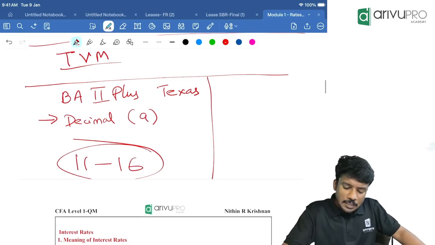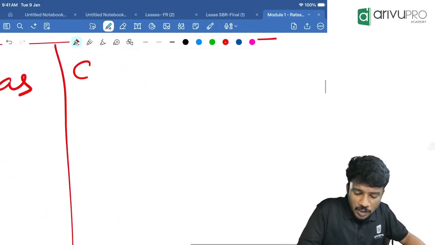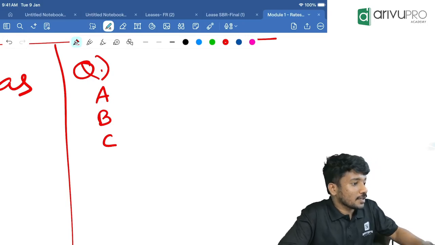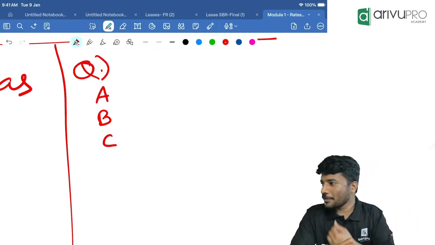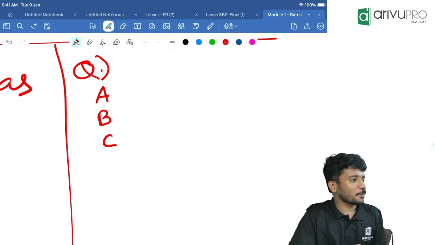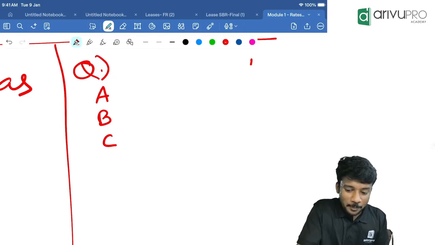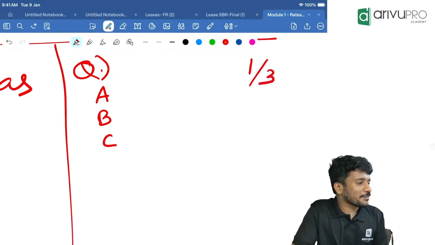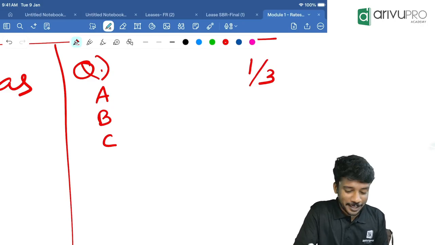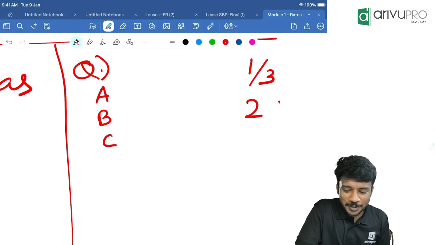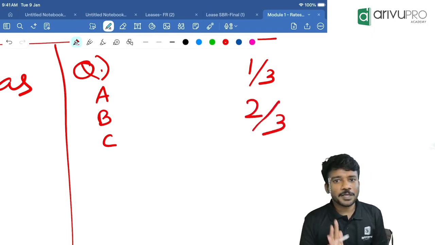Now coming to the next part. A question will have how many options? There will be options A, B and C. Three options are only there. Now I will give you the question. What is the probability of getting a right answer? 1 by 3. What is the probability of getting a wrong answer? How many wrong answers are there? Two options might be wrong. So it will be 2 by 3.